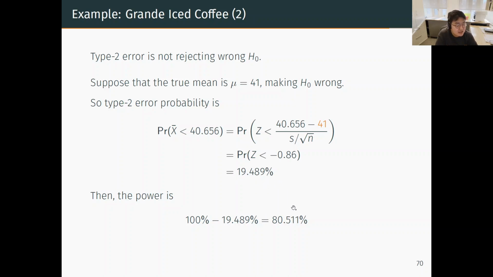In other words, the power is 80%, which means with 80.511% you will exactly tell the coffee is too hot, too warm, right? So you will successfully detect the wrong temperature with 80.511%. That's how we like it. So the basic idea is the same as what we did in the earlier chapters, earlier slides.